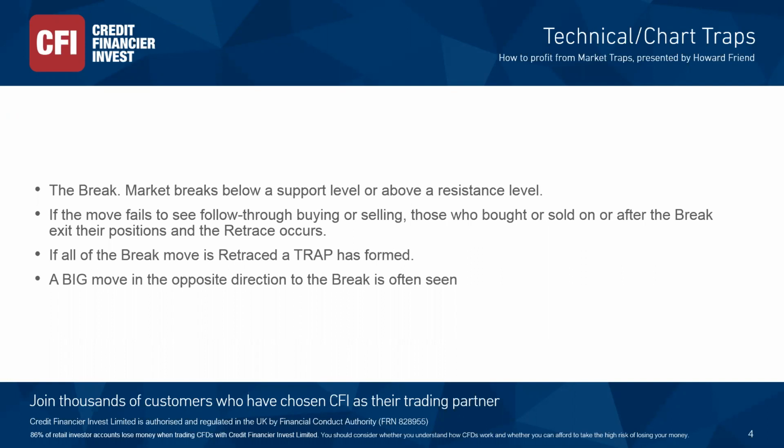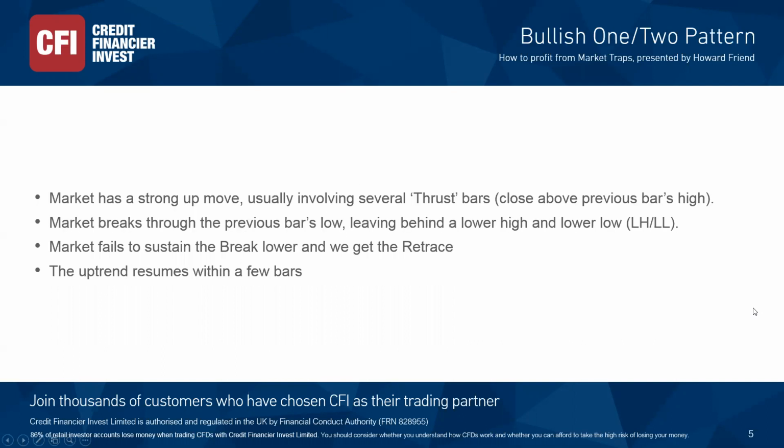So if we get back to that origin point, if all of the move of the break is retraced, then we can safely say that yes, a trap has formed, because everybody who participated on or after the break move is underwater. They're losing money. And that creates the condition for a big move in the opposite direction to that of the break.